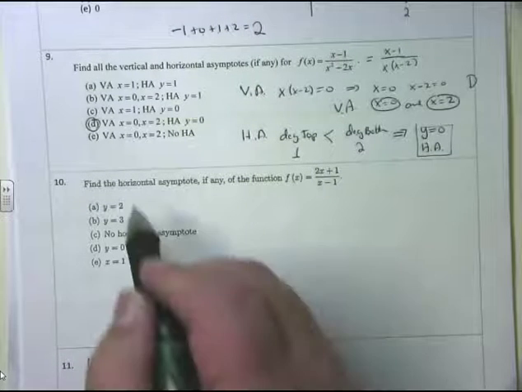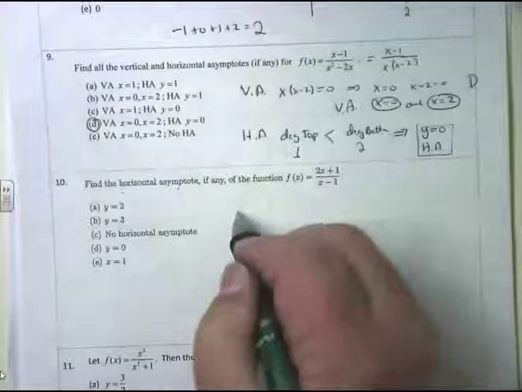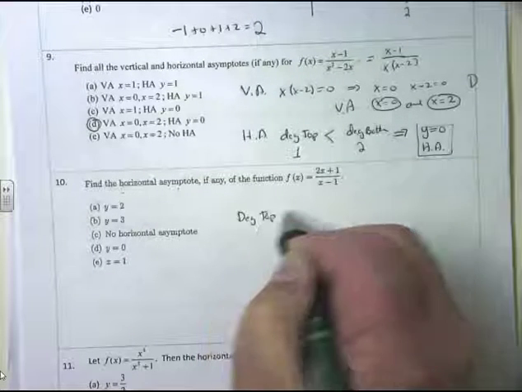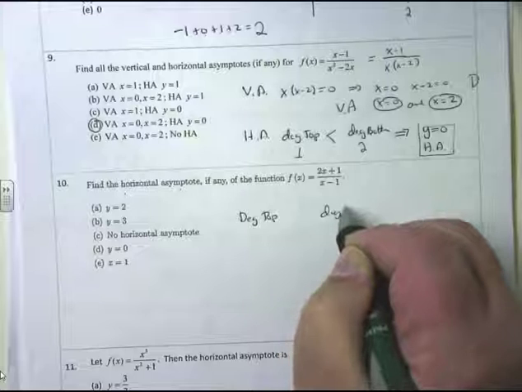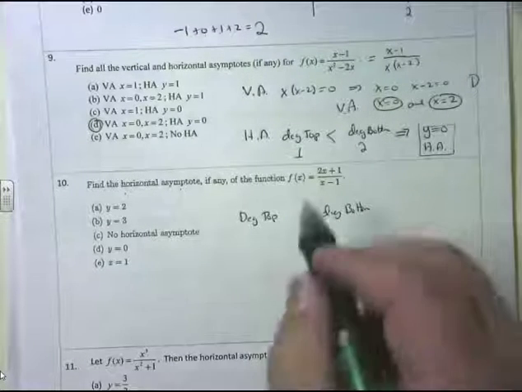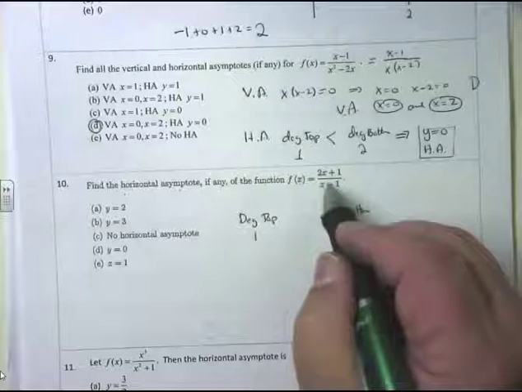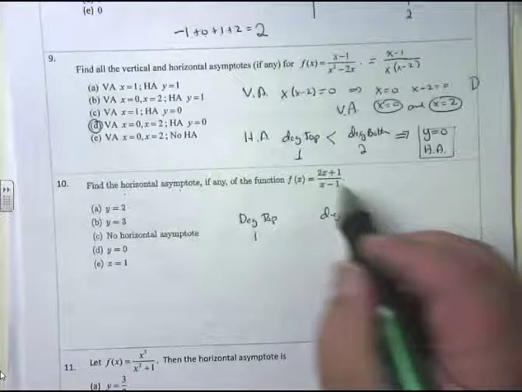In this one, find the horizontal asymptote, if any, of this function. Again, with the horizontal asymptote, you've got to compare the degree of the top, the numerator, versus the degree of the bottom, the denominator. The degree is the highest power on the x's. The numerator is x to the first, so it's 1. The degree of the denominator is, again, x to the first, which is 1.